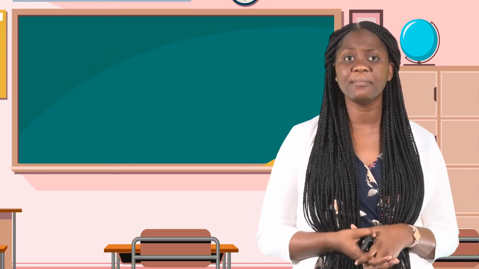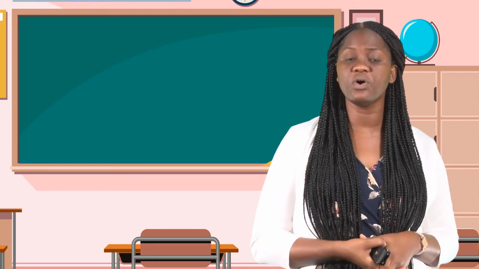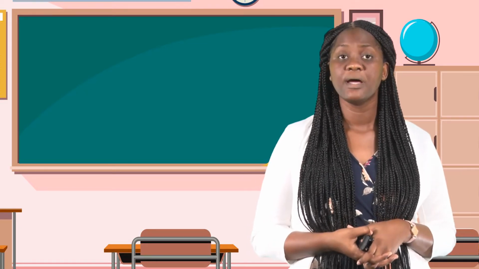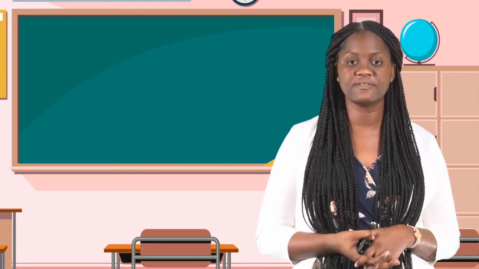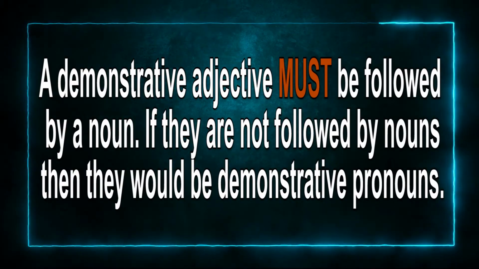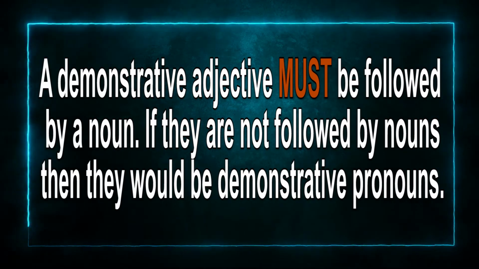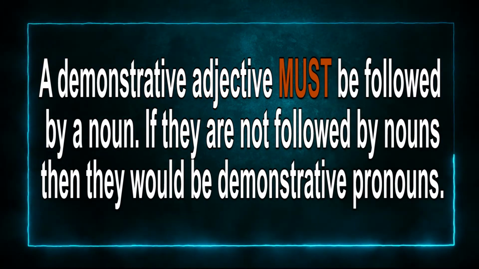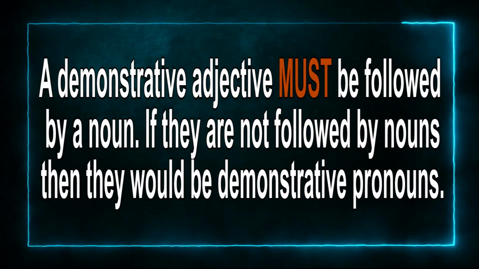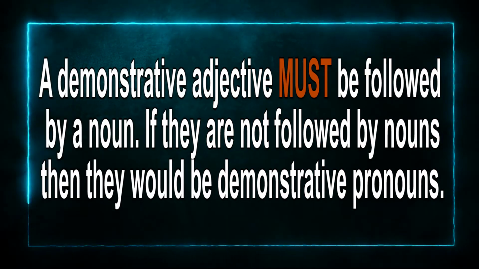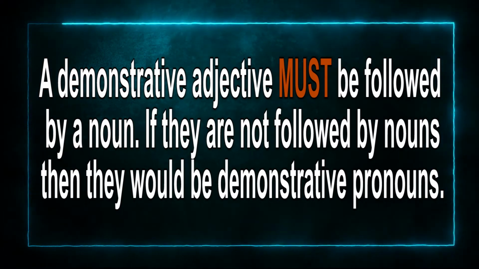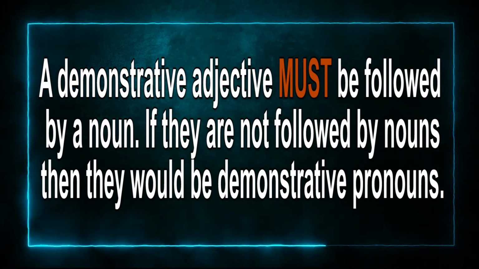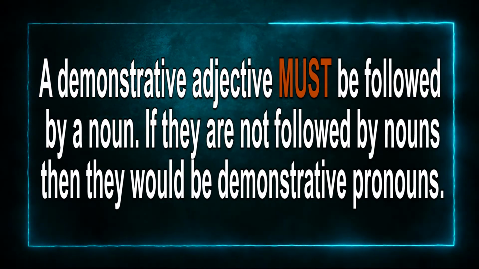I'm sure you remember that these words were also demonstrative pronouns. But here, these same words can be used as adjectives. What makes the difference is that a demonstrative adjective must be followed by a noun. Boys and girls, I'll repeat that demonstrative adjectives must be followed by a noun. If they are not followed by nouns, then they would be demonstrative pronouns.